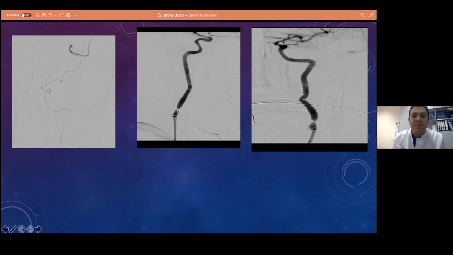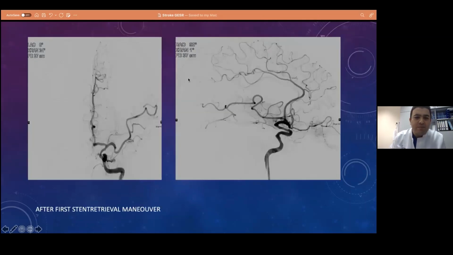And in this case, you see here a very high-grade stenosis in the internal carotid artery. Here's some kinking, but not really a stenosis, but this is the real one. So we dilated this before to get our balloon-guided catheter through. I always put the balloon-guided catheter at the skull base.